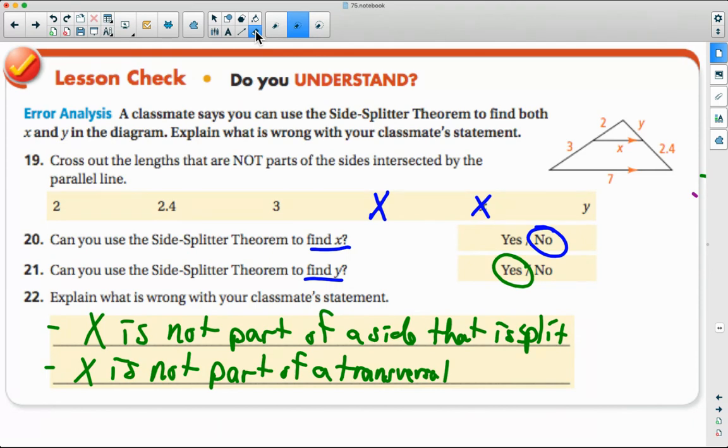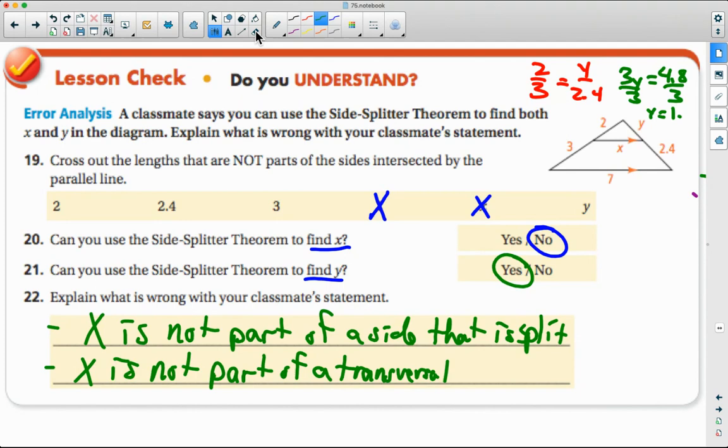All right, let's go ahead and take a look here and solve for y first, because I can do that by what we did today. We can do 2 over 3 equals y over 2.4. Or however you set up your proportion is fine, as long as the cross product is the same. So I'll get 3y is equal to 4.8. Divide by 3, I'll get y equals 1.6.